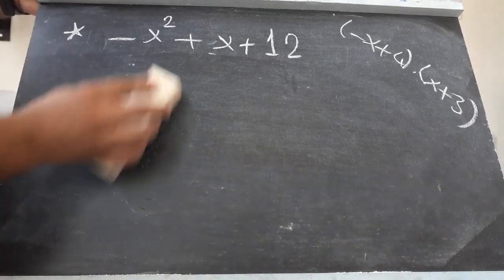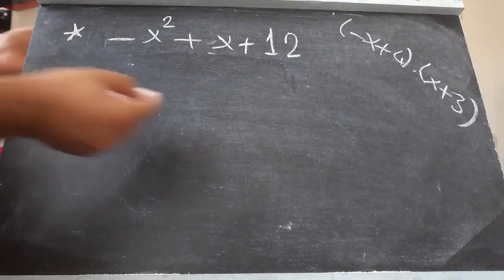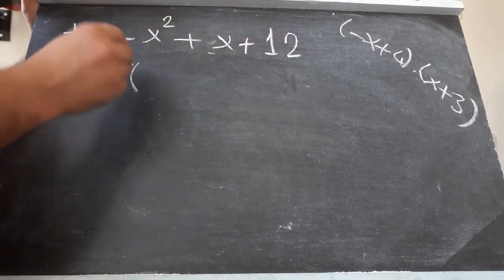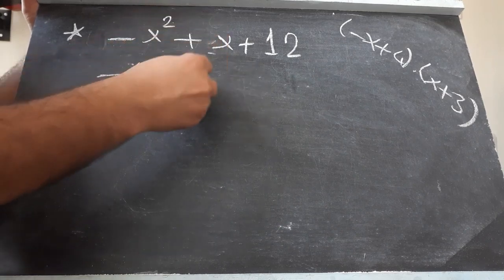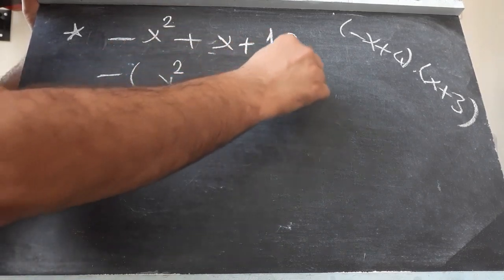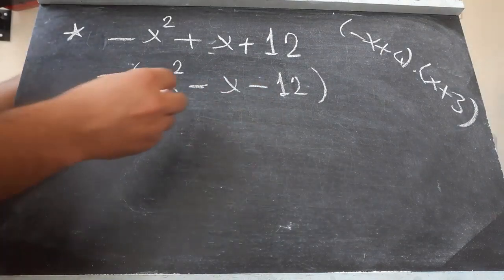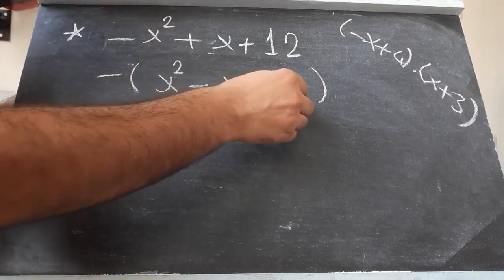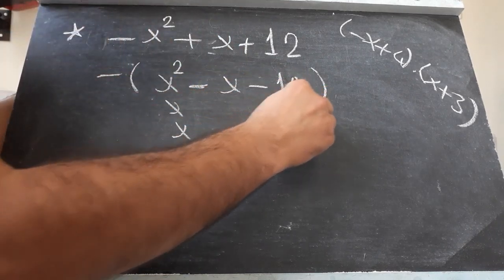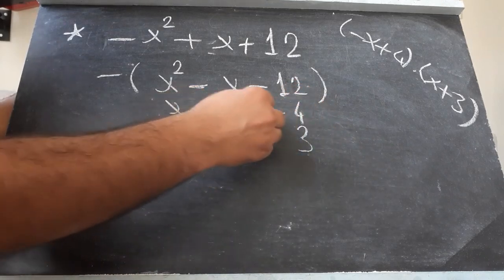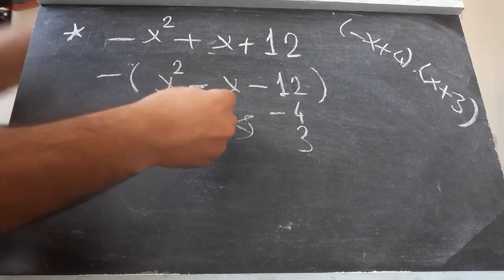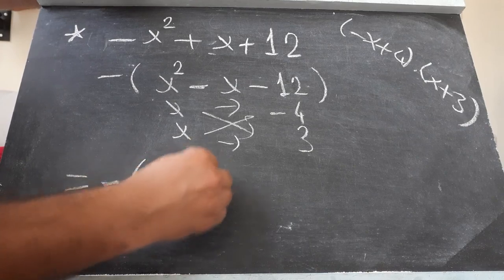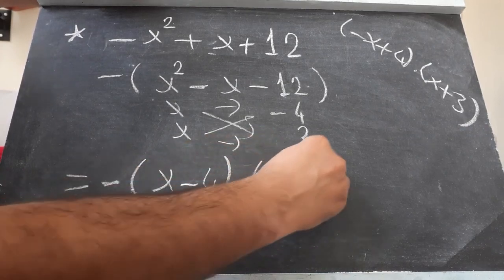Second method might be easier than this one for someone. We are going to take the negative sign out. When you take the negative sign out, the sign of all those terms are going to change. This will be positive x squared. This will be negative x. This will be negative 12. Now, I'm going to find factors of this and this. Think now, what can it be? I see someone is saying negative 4 and 3. That's right, because when you cross multiply, add them up, it should be negative 1x. Okay, write correspondingly. That will give you negative x minus 4 times x plus 3.